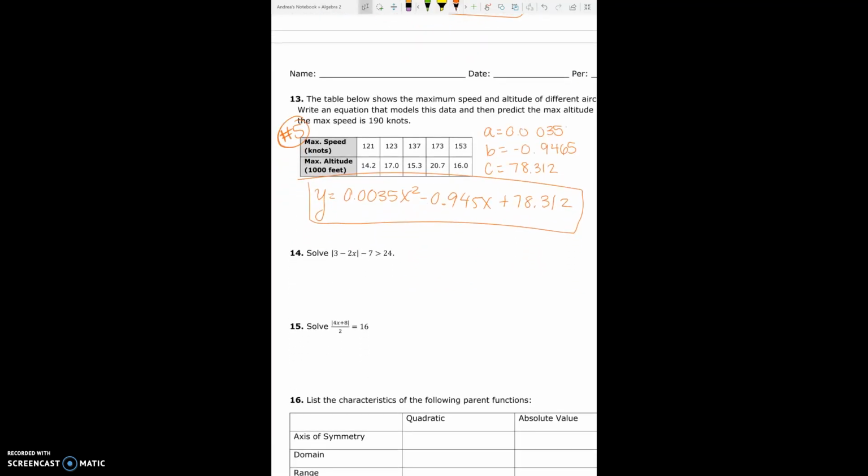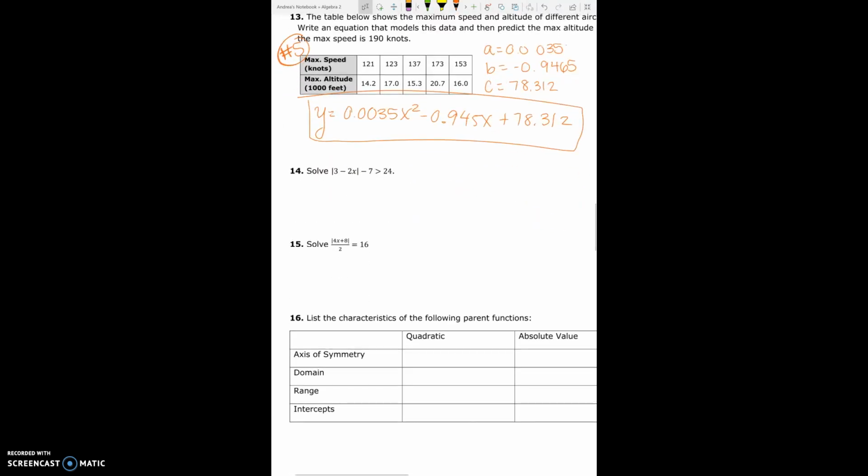Number 14, I'm going to solve this inequality. It's absolute value. So let's go ahead and work on it. So always isolate the absolute value before you begin. So I'm going to add 7 to both sides. So I have the absolute value of 3 minus 2x is greater than 31.